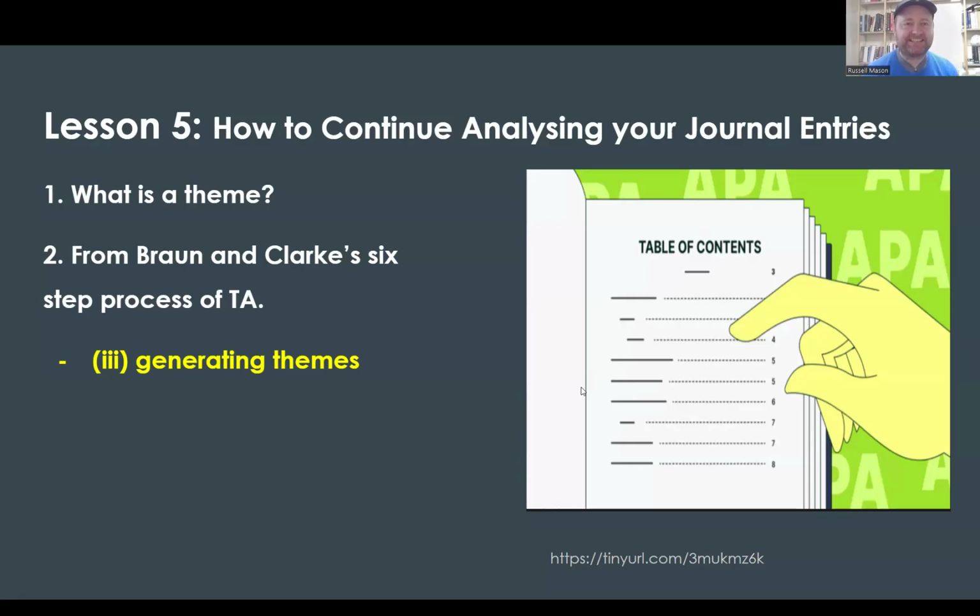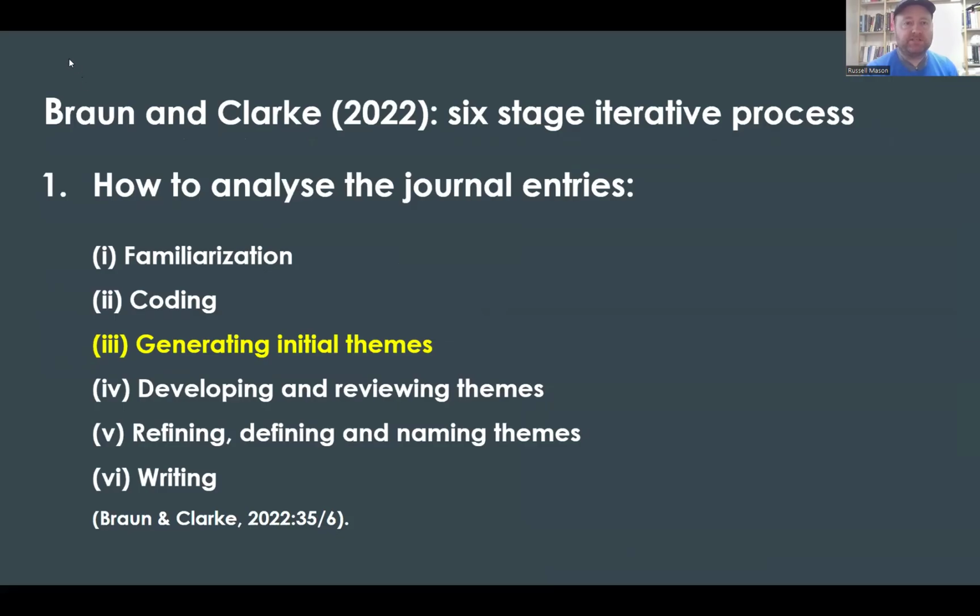This is the video about stage three of the process, which is generating themes. So we are going to look first of all at what a theme is, and then we will look at how to generate themes. So let's just quickly review the six-stage process.